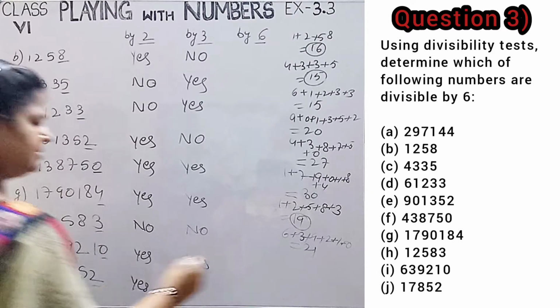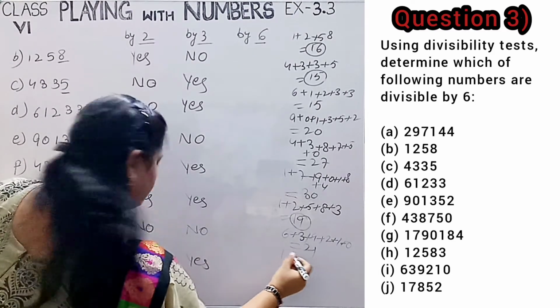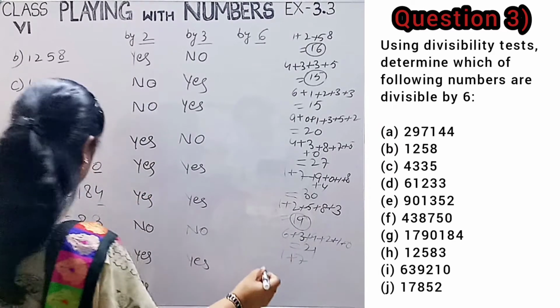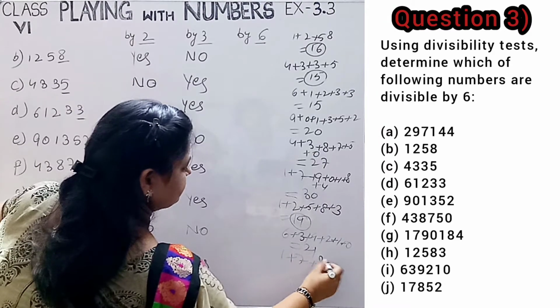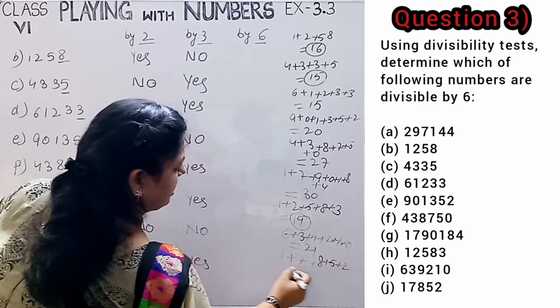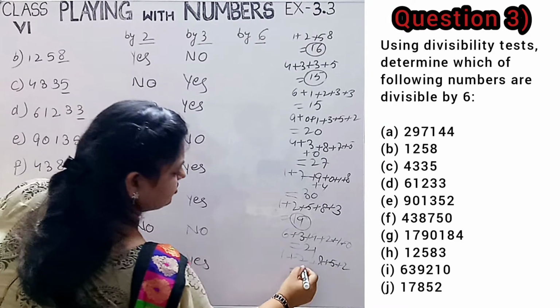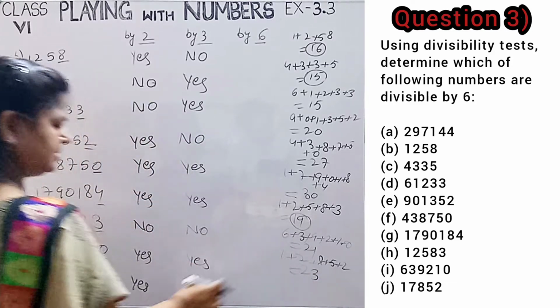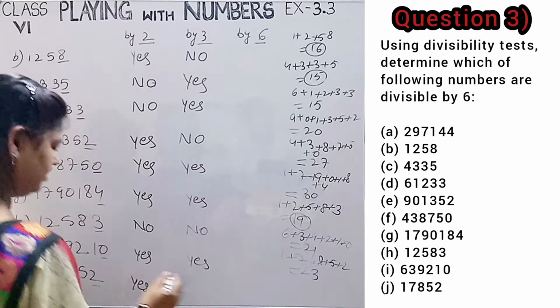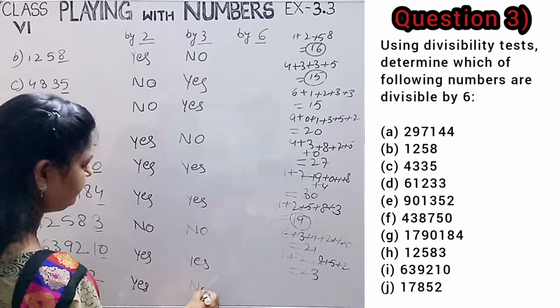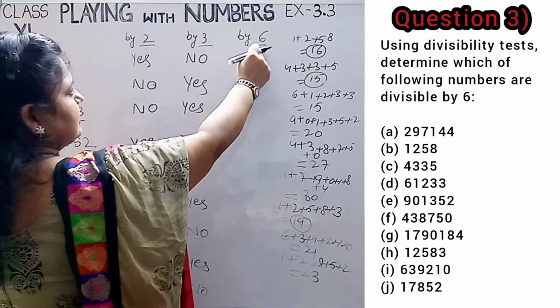Now last one is 1 plus 7 plus 8 plus 5 plus 2. After adding these digits we get 23, and 23 is not a multiple of 3. So answer is no. Now coming to divisibility test by 6.